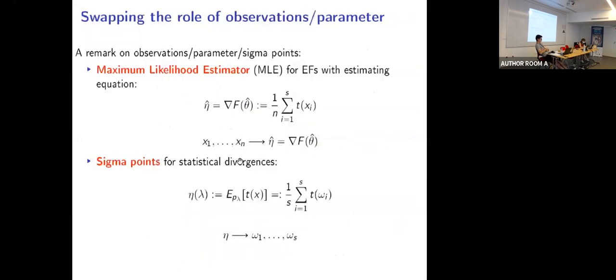So just some observation of what we are doing. The usual pipeline is that you're given random samples and you want to estimate, let's say with a maximum likelihood estimator, your parameter. Here you estimate in the moment parameterization given n samples as this quantity by this estimating equation. What the sigma points do is the converse: we are given this quantity and we need to find omega in the support so that we have these quantities that match. Okay, so here we go from the samples to the parameter, and here we go from the parameter to the sigma points.